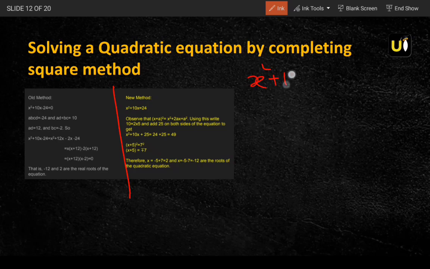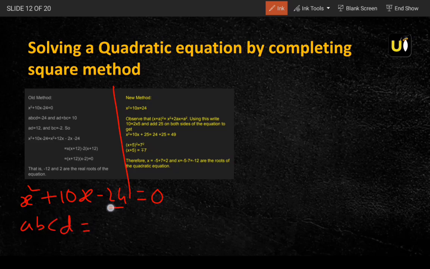So how will the form x plus a whole square look like? It will be x square plus a square plus 2ax. Here x square, and here we are having 25. 5 square is 25, that means a square is there, and 2ax, 2 into 5 into x, that is 10x. So this is in the form of x plus 5 whole square minus 24 is equal to 25. That means x plus 5 whole square is equal to 49. That means we are adding 24 on both sides.